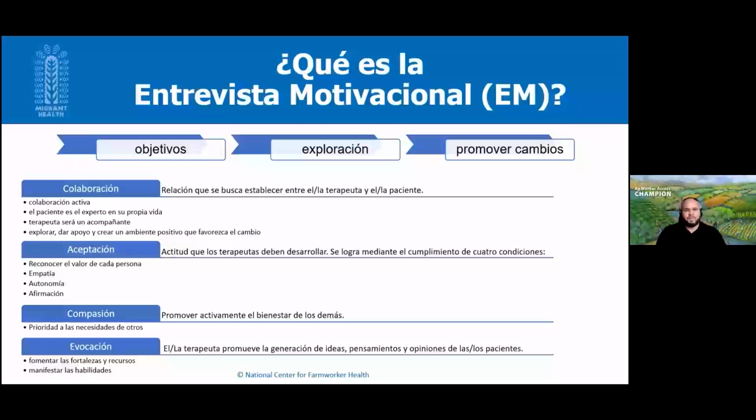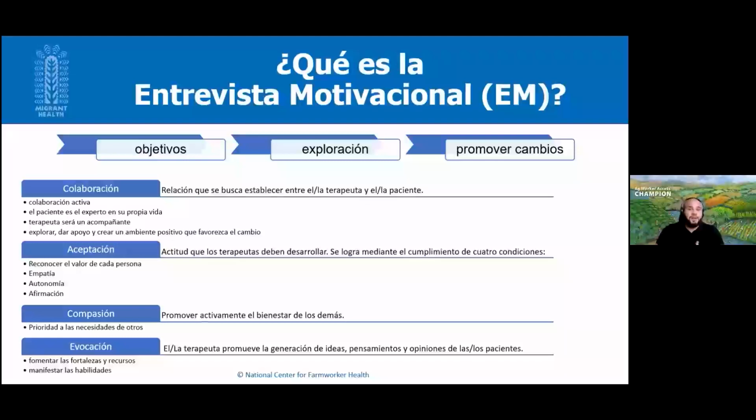I'm going to speak with you about these 4 main elements. First, we have collaboration. Secondly is acceptance, compassion, and evocation. So let's talk a little bit about collaboration. This element references the type of relationship that we try to establish between therapist and patient. Remember that collaboration has to be active among both experts. I'm talking about the therapist taking on the role of being an expert in the use of the tools that are available to the patient to overcome obstacles.